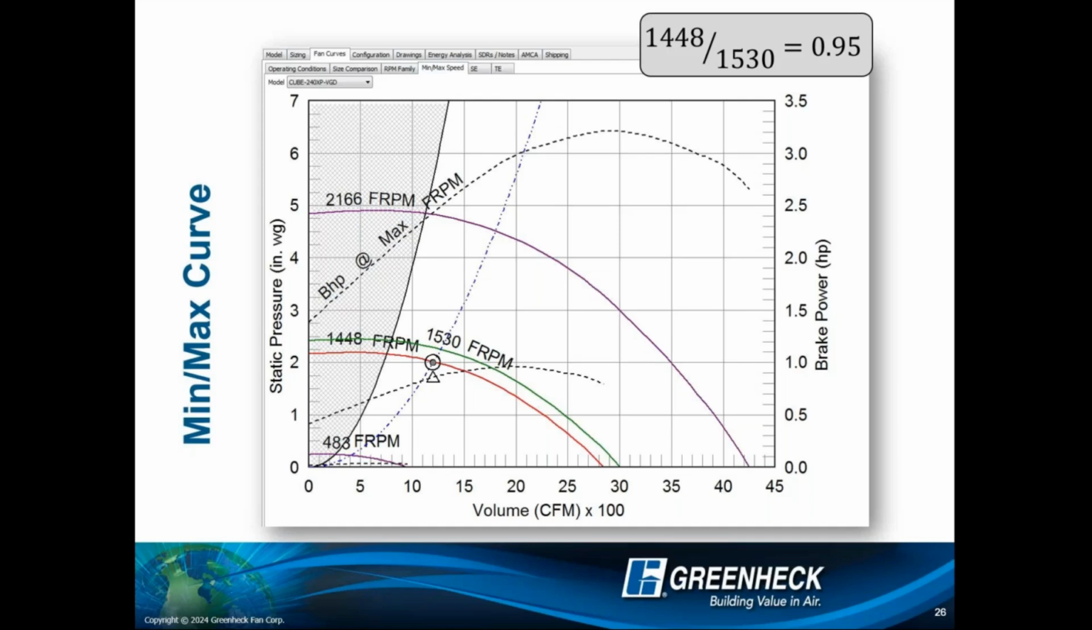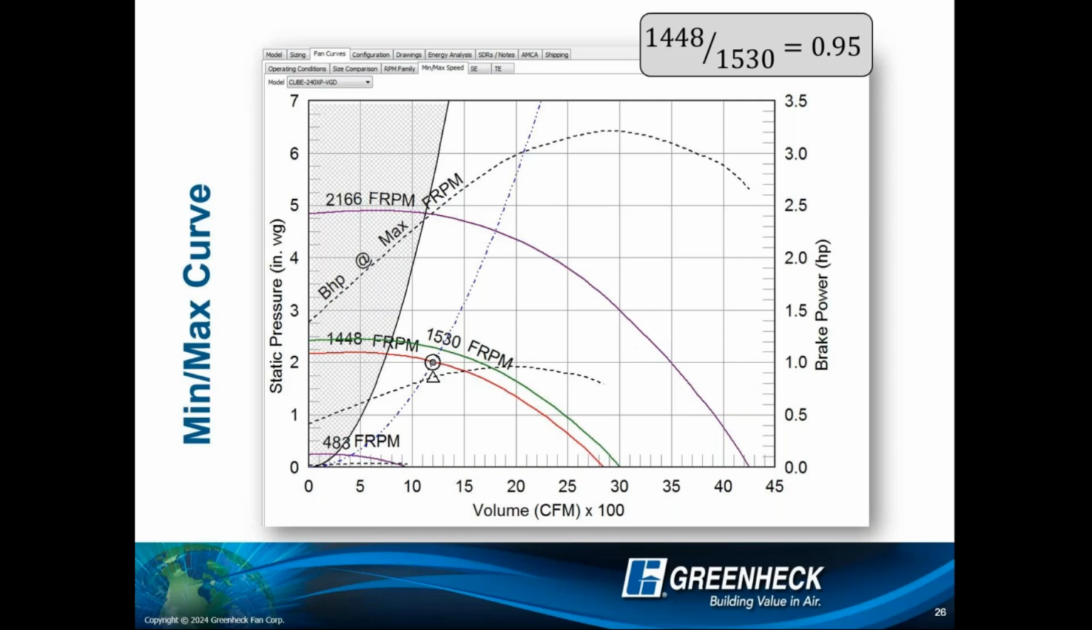Also, one more thing about good fan selection, let's look at where that operating point is as compared to the do not operate zone, right? Am I in a good spot here? I am not right up against the do not operate zone, the surge line. Yeah, I'm actually pretty comfortable as we're operating right here.